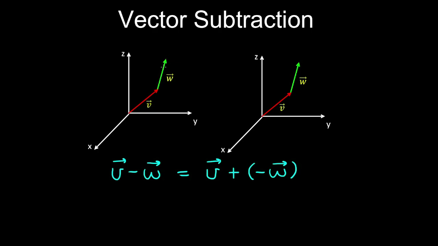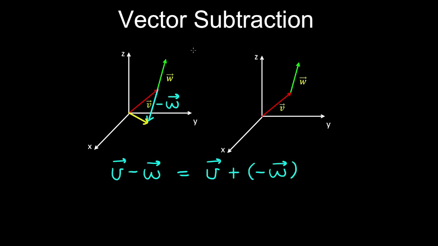So recall that negating a vector is just flipping the direction, and the result is an anti-parallel vector to the vector w. And then using the head-to-tail method or the parallelogram method of vector addition, we have the head of vector v on the tail of vector minus w. So we just connect a vector from the tail of vector v to the head of vector minus w, and that's the resultant vector.